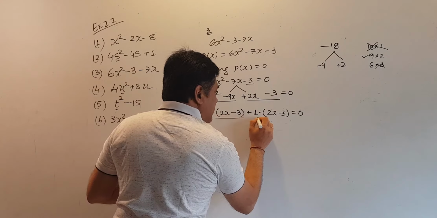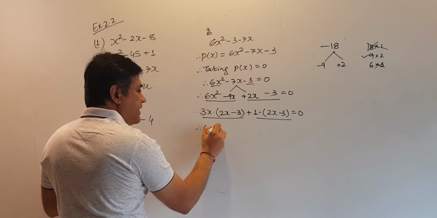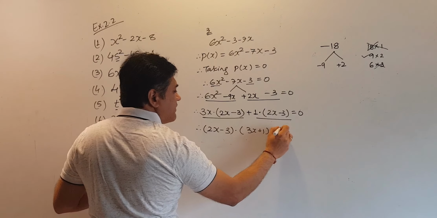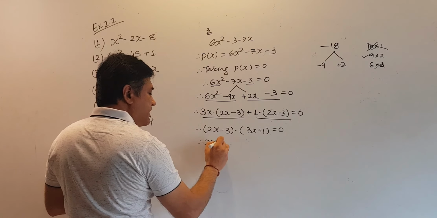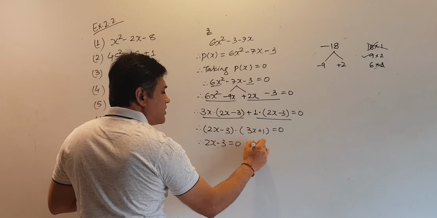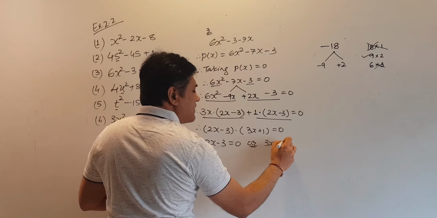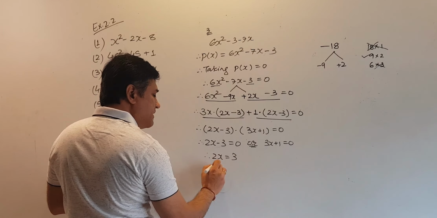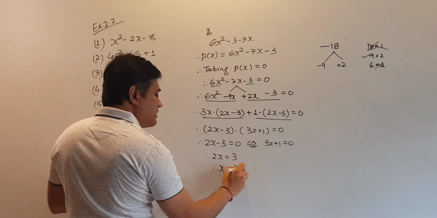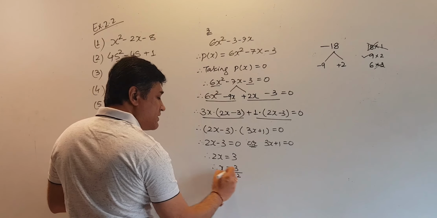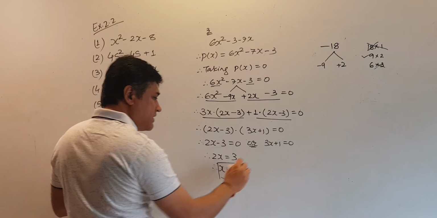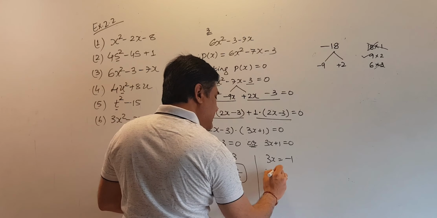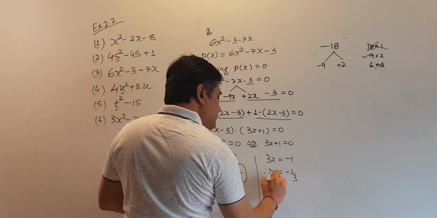Now in this pair, what is common? 2x minus 3. What is left? 3x plus 1 equals to 0. So now 2x minus 3 equals to 0 or 3x plus 1 equals to 0. So 2x equals to 3. So x equals to 3 divided by 2, because it is in multiplication. Similarly here 3x equals to minus 1. So x equals to minus 1 by 3.